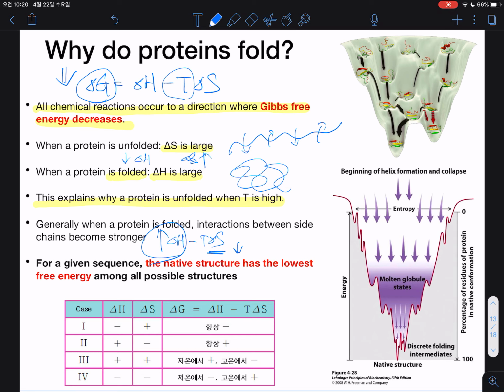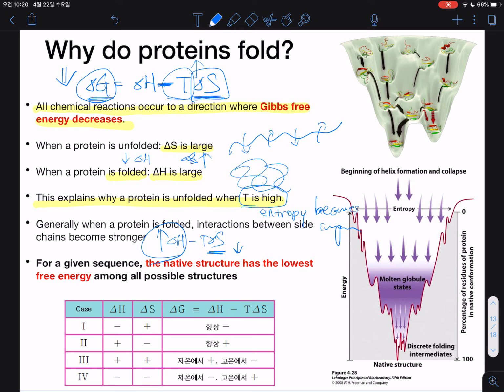So if the temperature becomes higher, the contribution of the entropy term becomes larger, right? So the reaction goes to where delta S becomes larger, because delta G has a negative sign with the entropy term. So when T is high, the contribution of entropy becomes more important, right? So the protein likes to be unfolded.